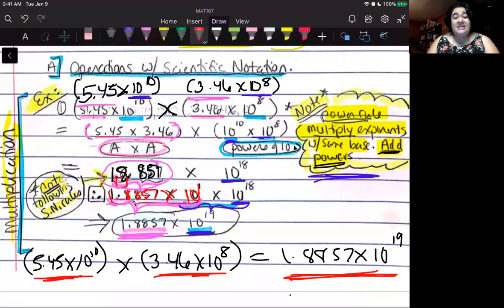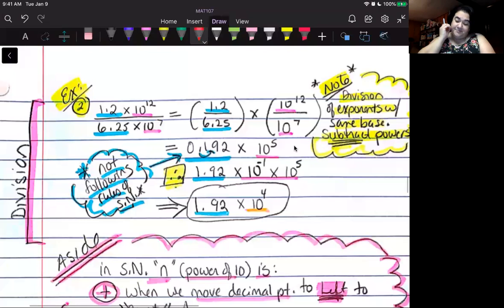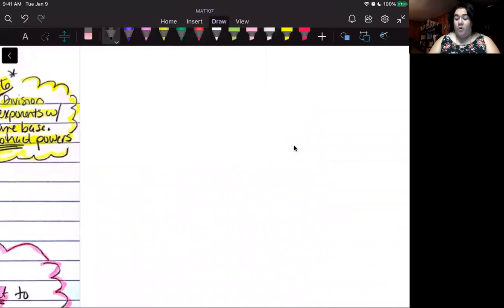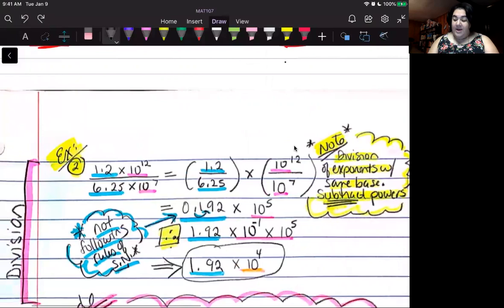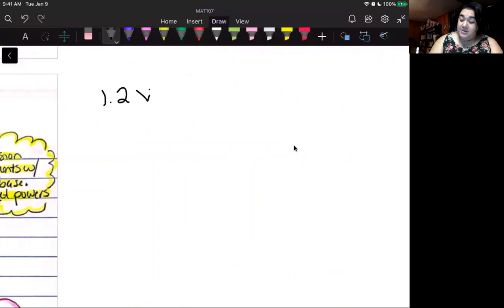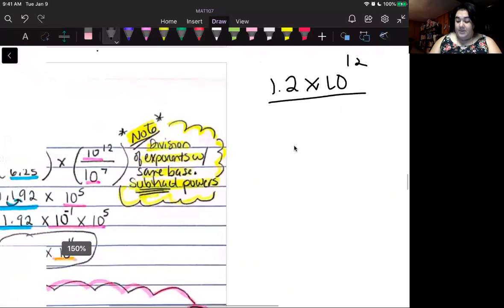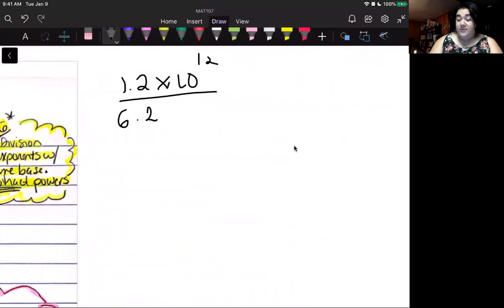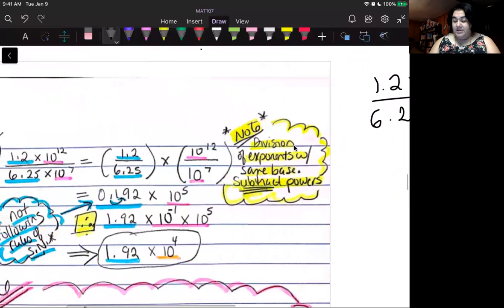Let's do a division one. Okay? And although I have it all broken down for you here, I think I want to do it all over again for you so that you can follow it through more carefully. So I'm going to rewrite the whole problem over here on this blank so that we can work through it together, okay? We have 1.2 times 10 to the 12th divided by 6.25 times 10 to the 7th. Let me make sure that that's the case. Yes, it is. All right.